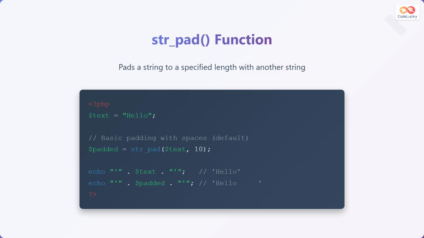The first echo statement displays the original string hello. The second echo statement displays the padded string hello followed by 5 spaces, making a total length of 10 characters.